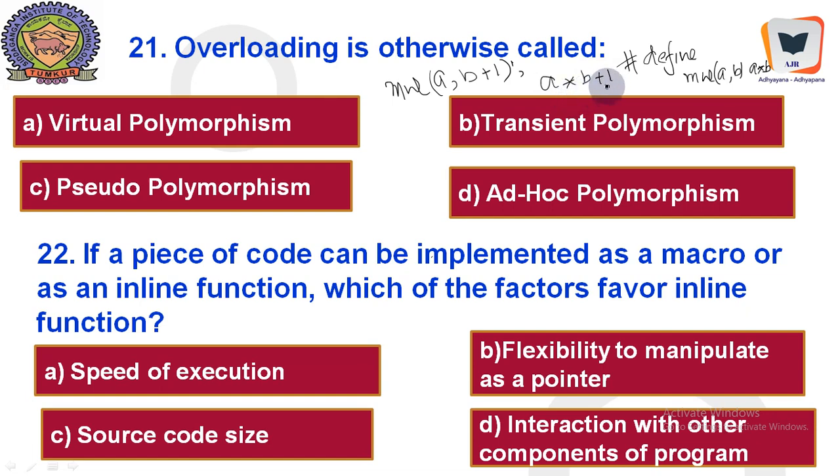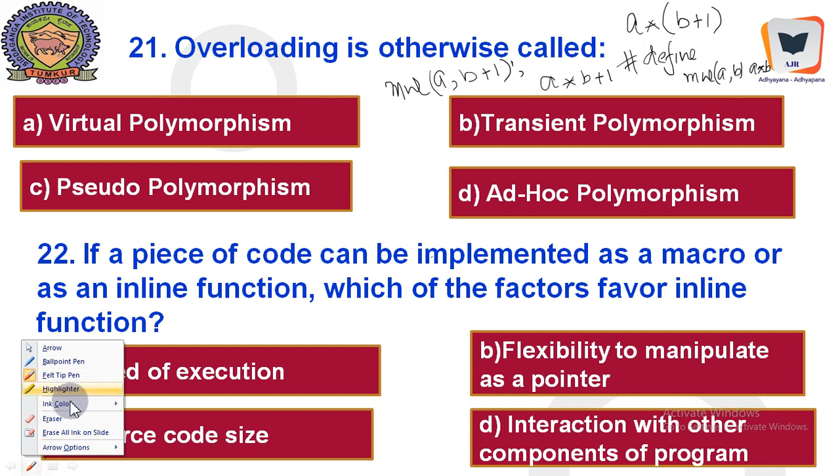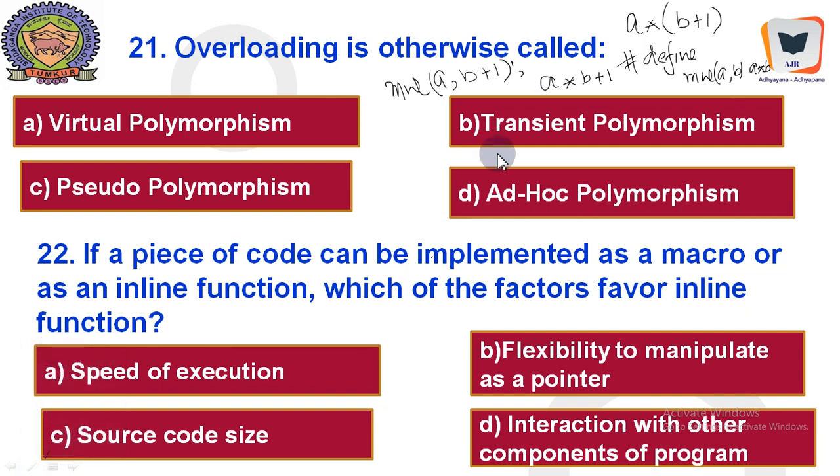It is A into B, that is AB plus 1. Though we expected the things to work this way, A into B plus 1, no, it's not going to place the brackets and it's going to directly multiply, and this is the disastrous answer that you are going to get. Therefore, flexibility to manipulate as a pointer, okay, B as well as D. D is also correct. Actually B and D is also correct.